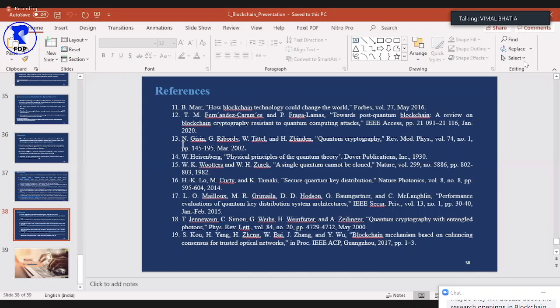Yeah, so these things, I think we will cover them in the next session. This was a talk to give an overview of how these things are getting connected. We have quantum, we have blockchain, we have 5G, IoT, and how they're all connected.